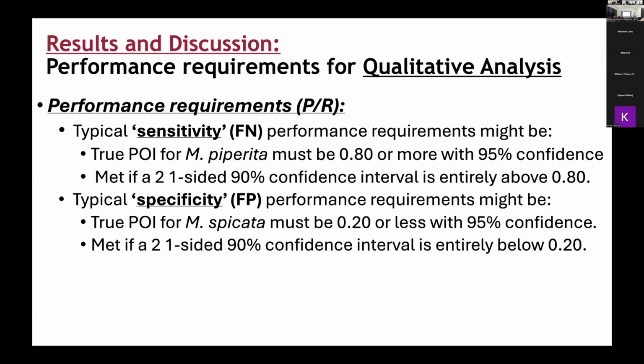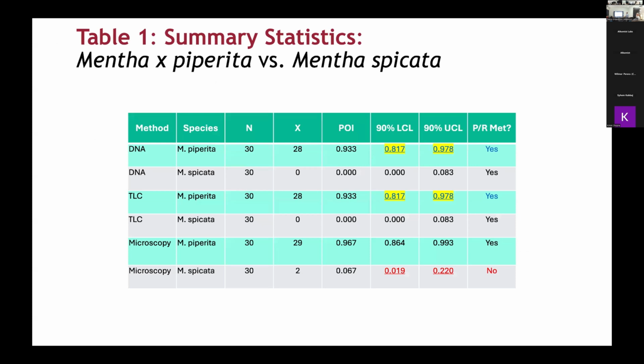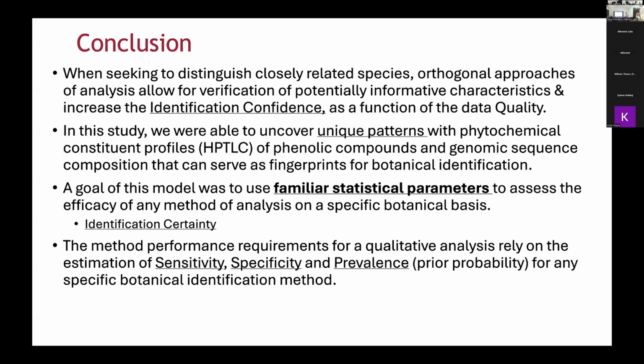So we know this method is capable of actually distinguishing between peppermint and spearmint. What's interesting about that is that DNA, the first time it ran, did not. Microscopy requires a lot of special talent to be able to distinguish that. So basically, without getting into too much detail, numerically, TLC and DNA with the most recent iteration of the experiment that we did passed.